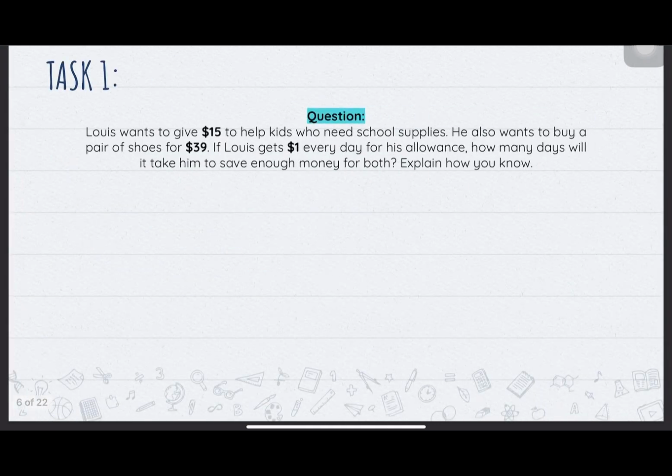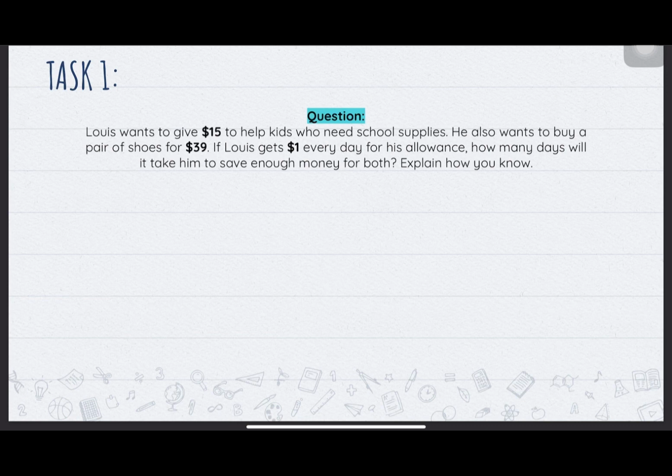So our task 1, the question says, Lewis wants to give $15 to help kids who need school supplies. He also wants to buy a pair of shoes for $39. If Lewis gets $1 every day for his allowance, how many days will it take him to save enough money for both? Explain how you know.